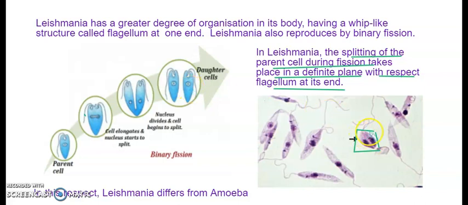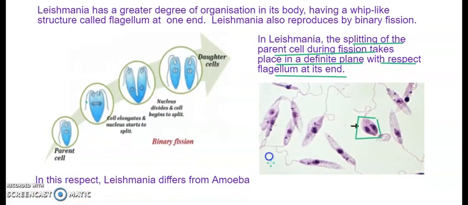Similarly, you can see here that there are two flagella, 1 and 2. The splitting of the cytoplasm happens through the flagellum, so the flagellum has to be doubled. After the nucleus doubles up, the flagellum has to be doubled, and then the cytoplasm splitting starts from the portion where the flagellum is present. So in this respect, Leishmania differs from amoeba, because it starts from a particular place and in a particular plane. The division starts after the splitting of the nucleus.